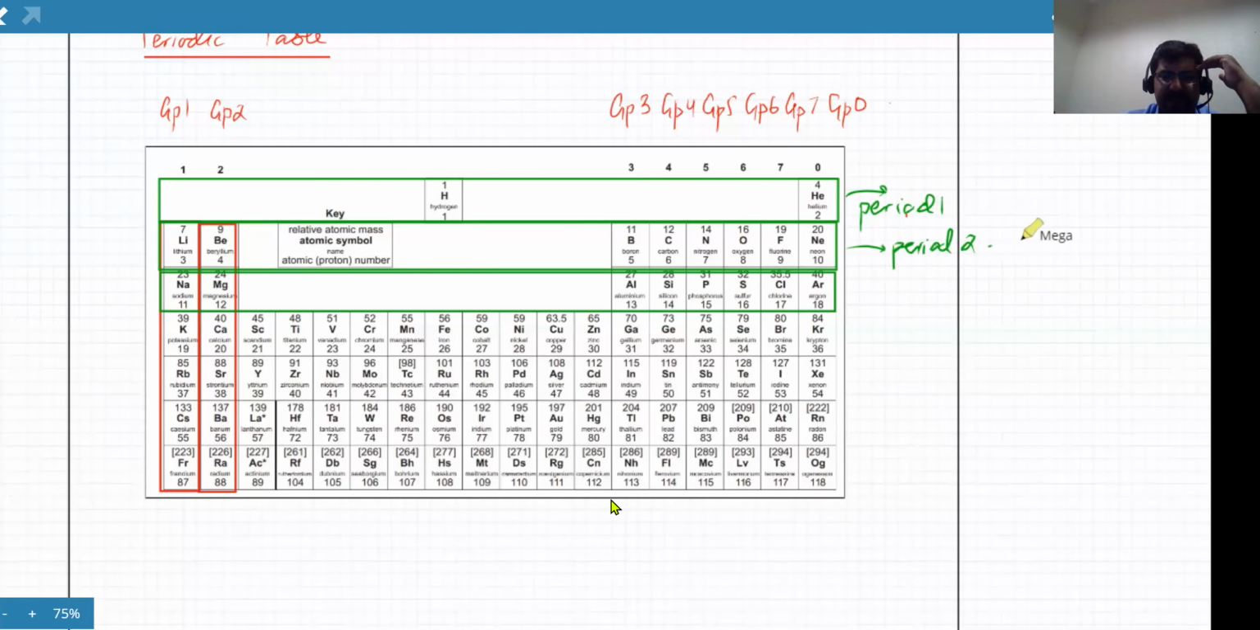The last elements are so radioactive that they're very, very rare. These elements are usually just created in the lab. Smaller atoms are more abundant. Anyways, that's the basic structure of a periodic table.